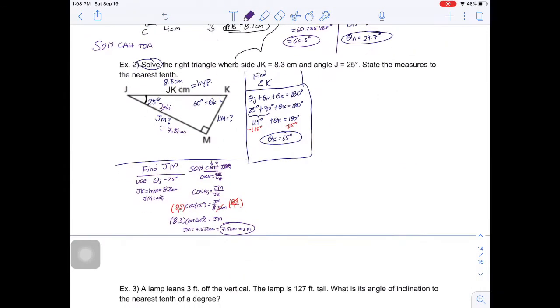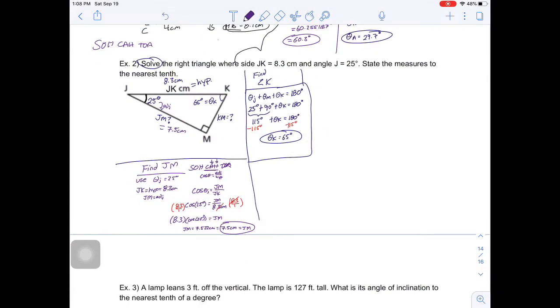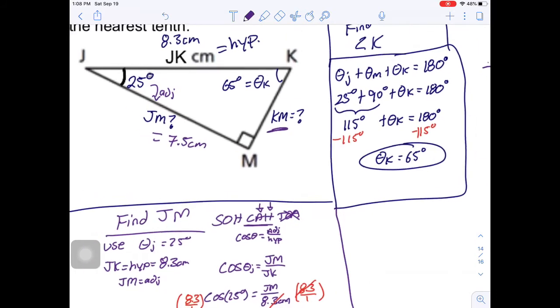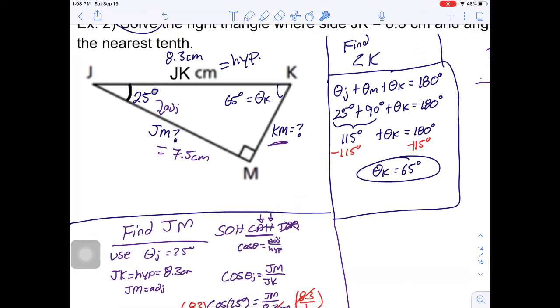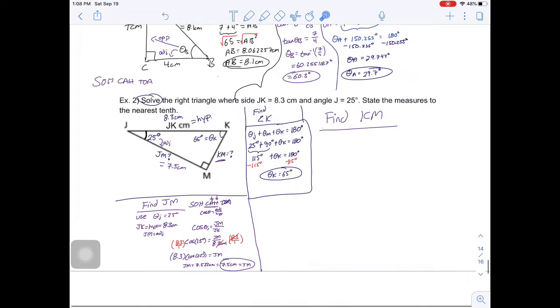Okay, and we have one more thing to solve for. We still need to find KM. So again, what could we use to find KM? Well, now we have two side lengths, so we could use Pythagoras. We have these angles, so we could use these angles in a certain ratio that relates them. I'm going to use Pythagoras though.